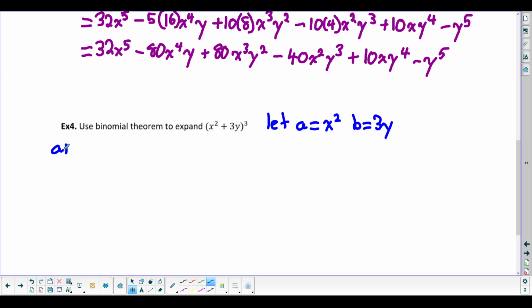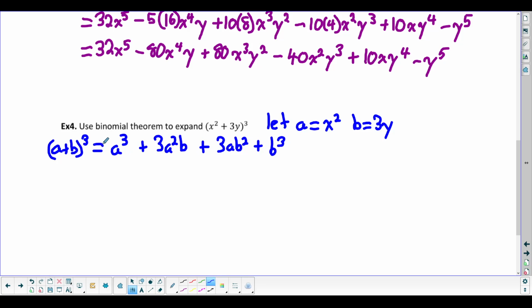So let's start by writing a plus b cubed out. When you have done a few of these, you don't necessarily need to write 1, 3, 3, 1 out. Sometimes it's easier to just go along and write out the entire term each time. So this is going to be 1a cubed plus 3a squared b plus 3ab squared plus b cubed.